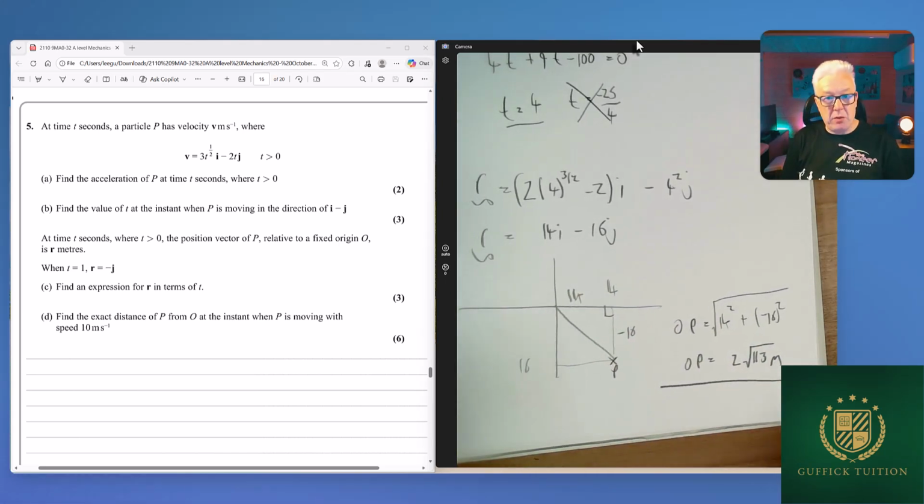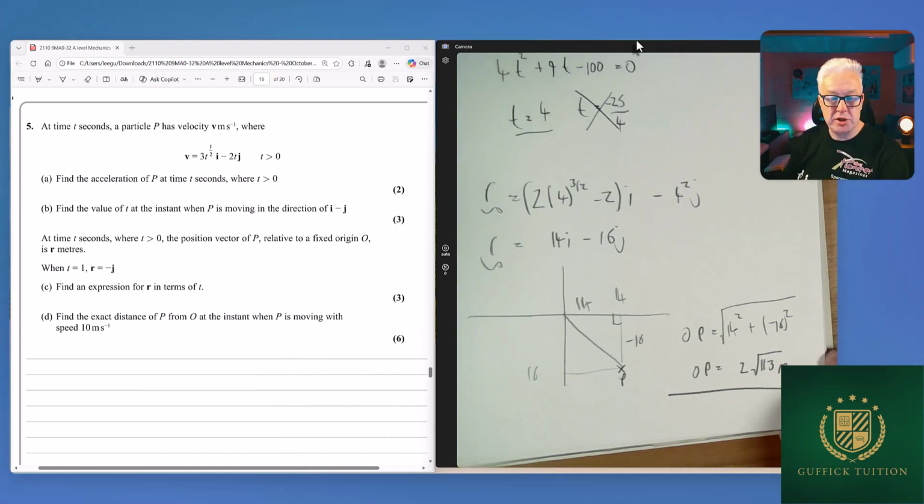There we go. So that was, I think, a very fair, challenging but fair question on variable acceleration. And my goodness, that really was worth a lot of marks there. Look at all those marks. I'd be very happy if that question came up in the exam.